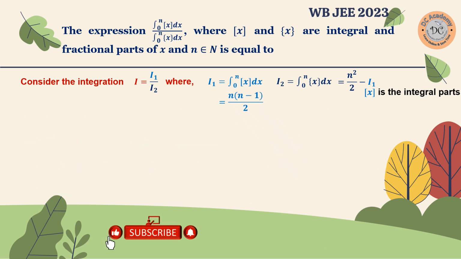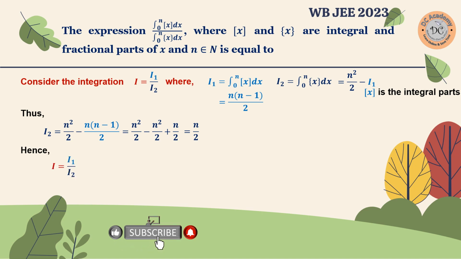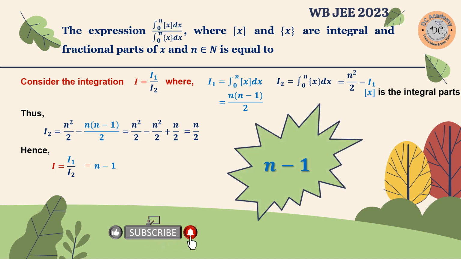Now our job is to obtain the value of I2, which can be easily computed by subtracting: n squared by 2 minus n into n minus 1 divided by 2. So see that if I multiply the second part and do the basic arithmetic, we calculate n by 2 as the value of I2. So therefore, we calculate I1, we calculate I2. So obviously, the required integration I will be equal to n into n minus 1 divided by 2, divided by n by 2. n by 2 and n by 2 get cancelled, and it will be n minus 1. And that's why for this problem, n minus 1 is the correct answer.